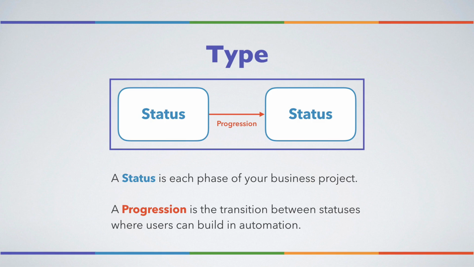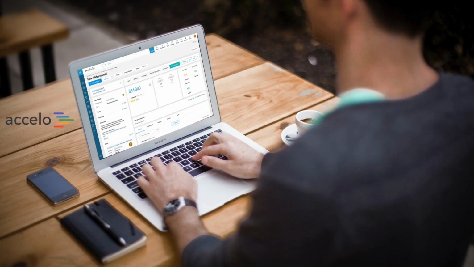A progression is the transition between statuses where users can build in automation such as sending templated emails or creating pre-populated tasks. Every module within Excel uses types, but let's take a look at an example of a sales type.